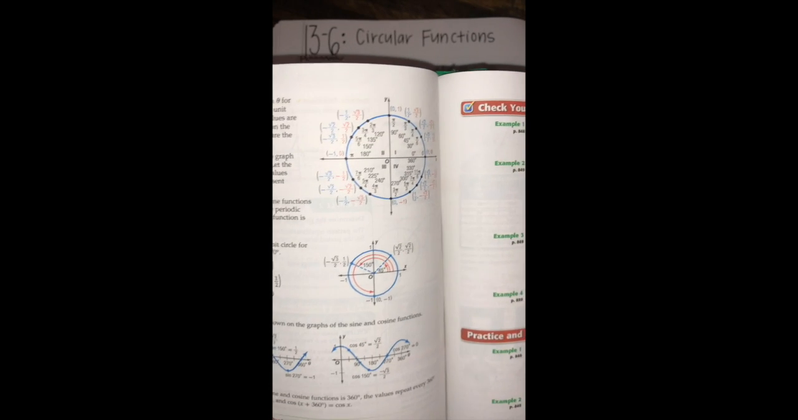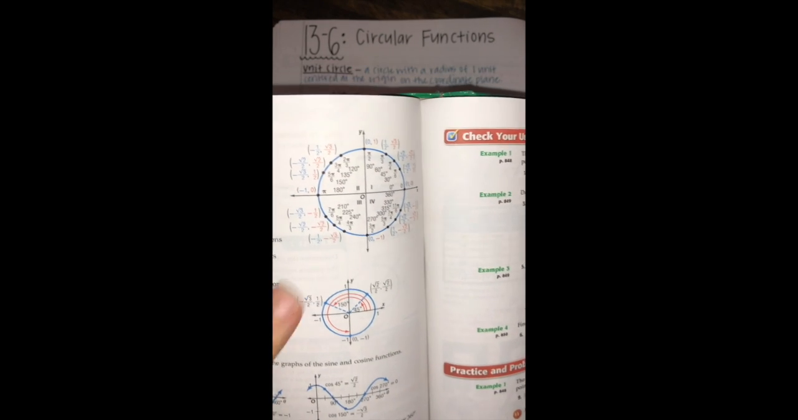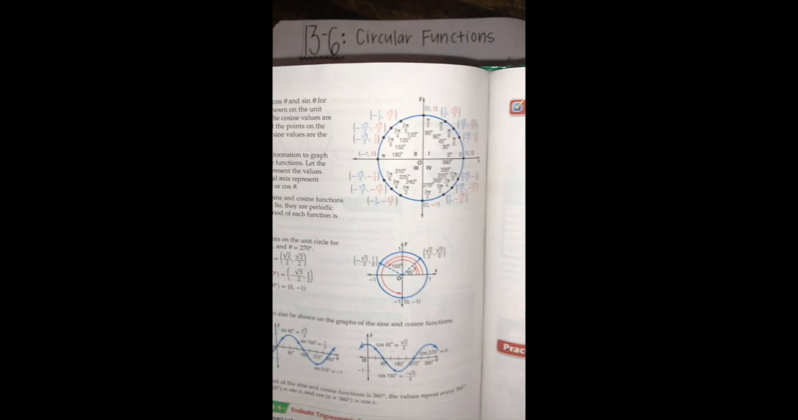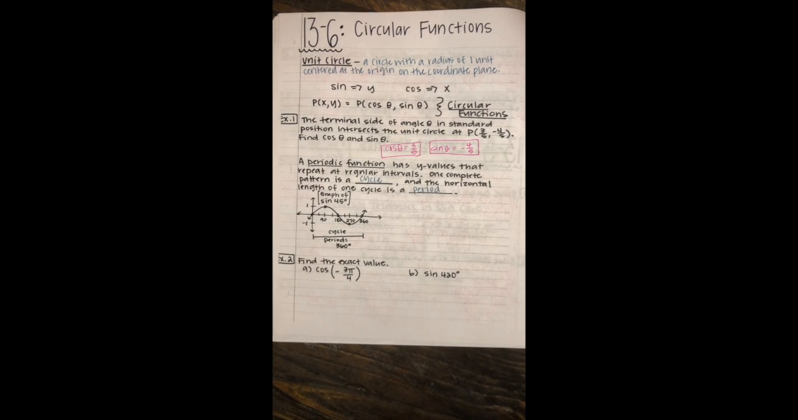This is the full unit circle that I was mentioning we hadn't really seen yet. See how they have the x's and the y's? This is on page 850 in your book. Find the exact value is example 2.